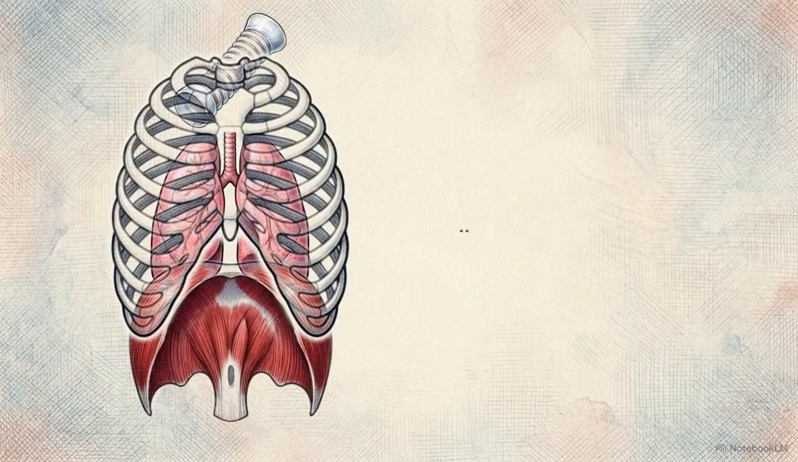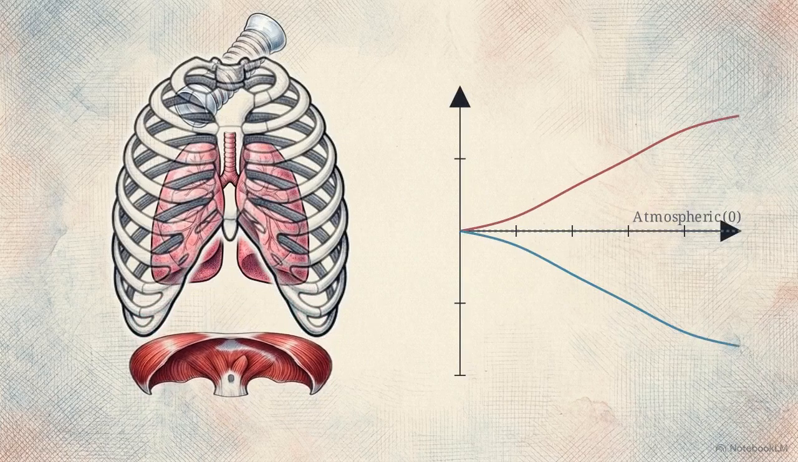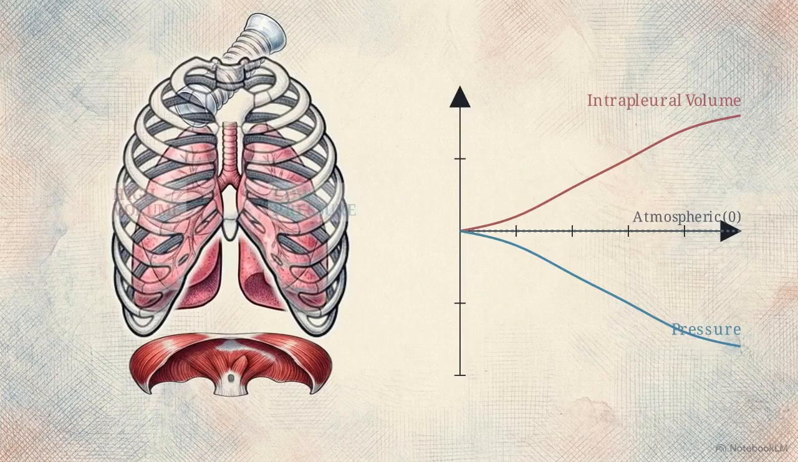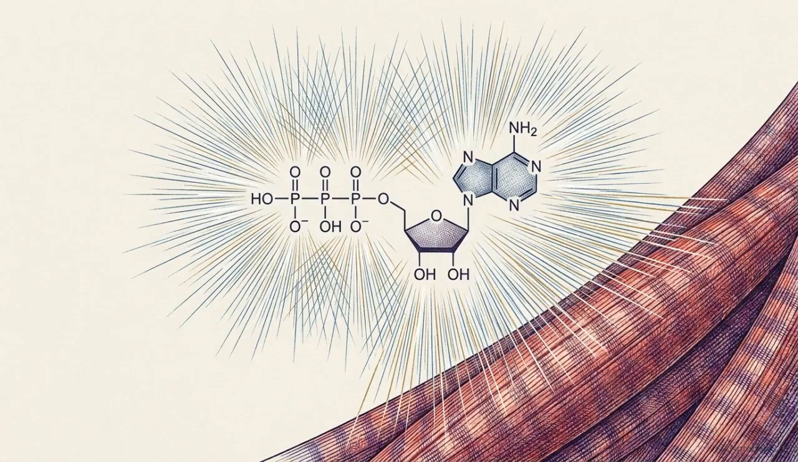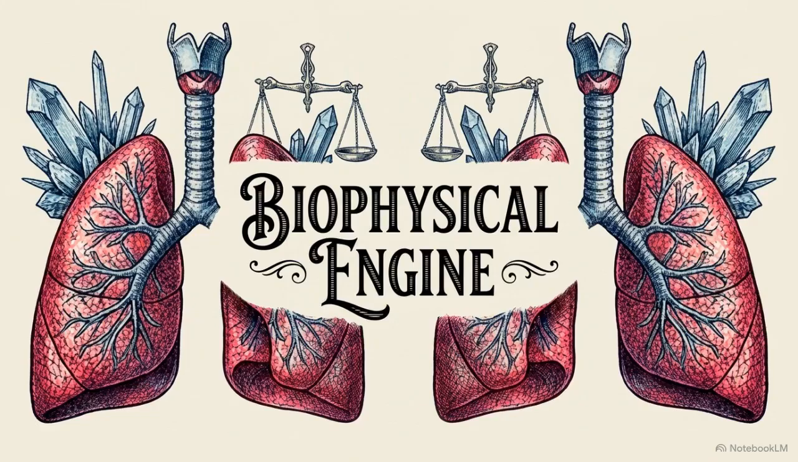Boyle's law dictates that as a gas's volume increases, its pressure decreases. As the diaphragm flattens and the chest expands, intrapleural volume increases, causing pressure to drop. This vacuum drags the lung tissue outward, sucking atmospheric air inward to equalize the system. Inhalation is an active process requiring ATP to contract the diaphragm, but exhalation is passive. Once the muscles relax, the natural elastic recoil of the lung tissue snaps the chest back to its resting state. Human ventilation is an exercise in negative pressure mechanics, governed by the preservation of elastic tissue.